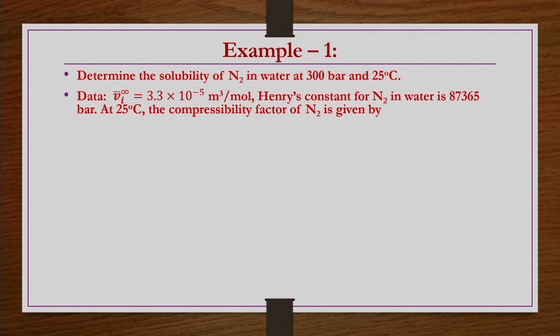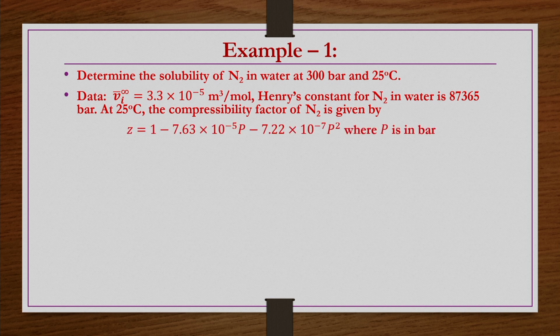Determine the solubility of N2 in water at 300 bar and 25 degree centigrade. Okay. So, the data given are V_i bar infinity, and Henry's constant for N2 in water, that is 87365 bar at 25 degree centigrade. The compressibility factor of N2 is also given. Here we have to find the solubility of N2 in water. It is not mentioned that water is also dissolving in N2, so that means transfer is only in one direction.